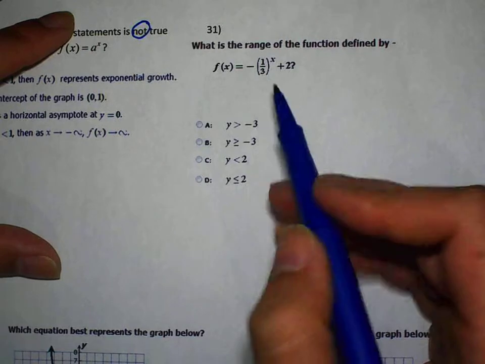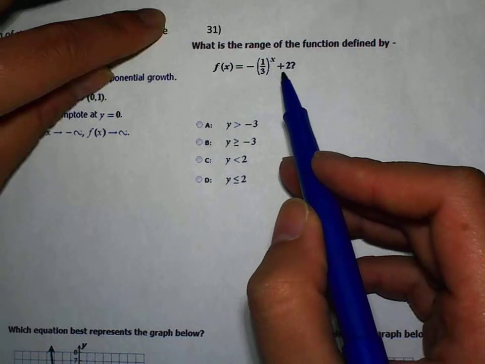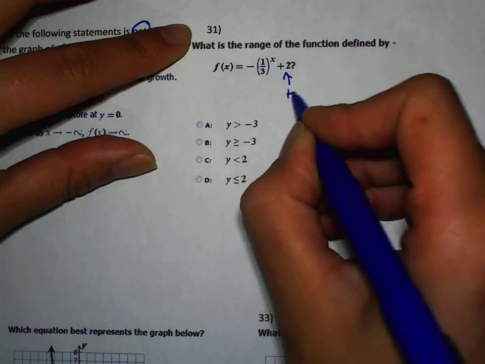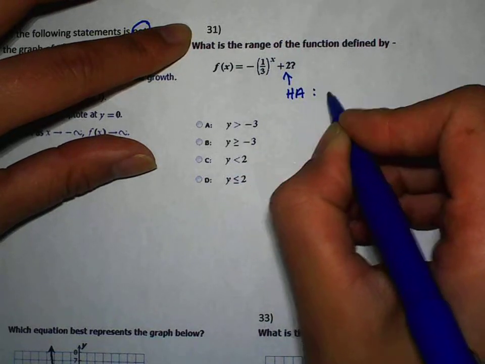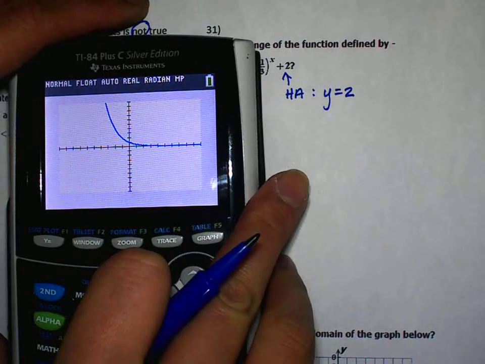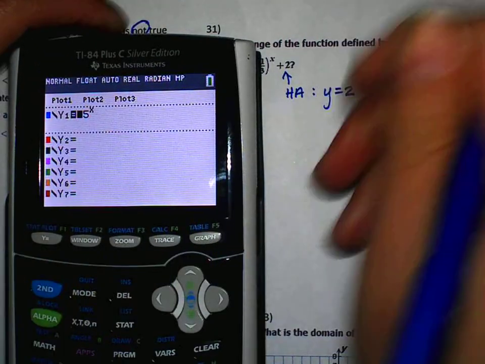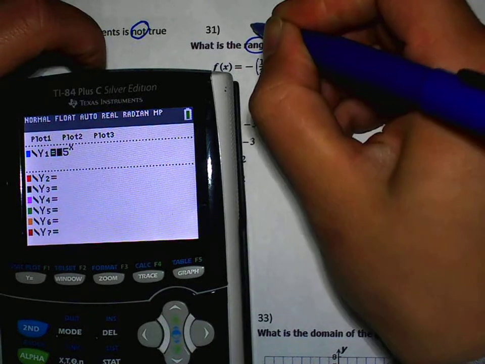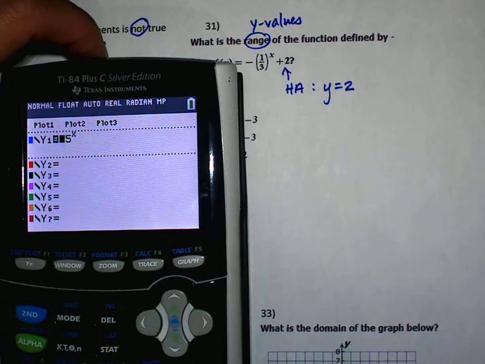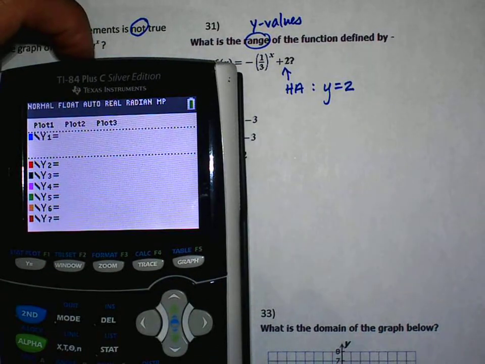So this is an exponential function again. All right. And I know that this is my HA, y equals 2. But I want to definitely go ahead and graph this. Okay. Remember, range are my y values. Okay, so let's go ahead and plug this in. Negative on the outside, parentheses 1/3 raised to the x power plus 2.